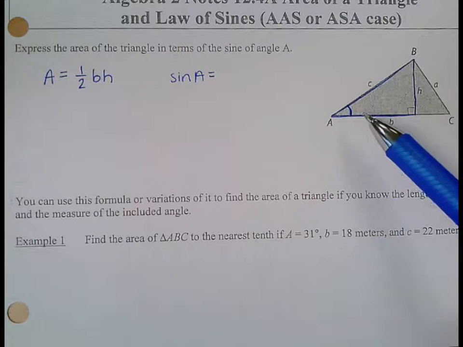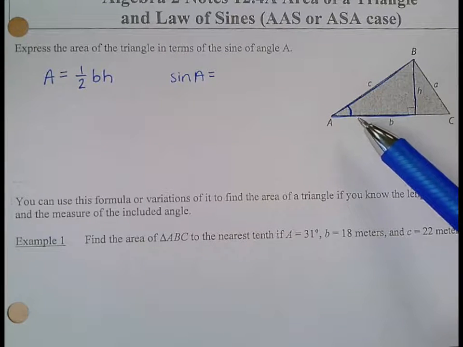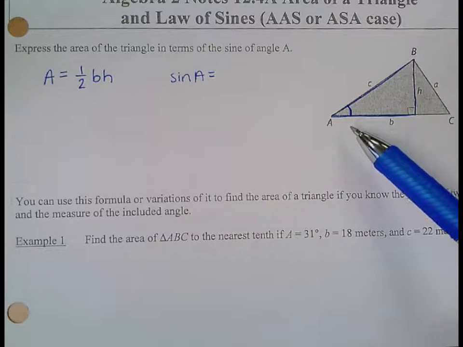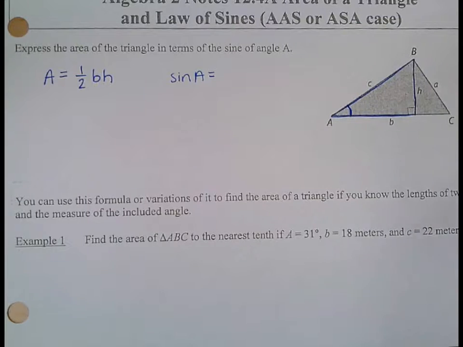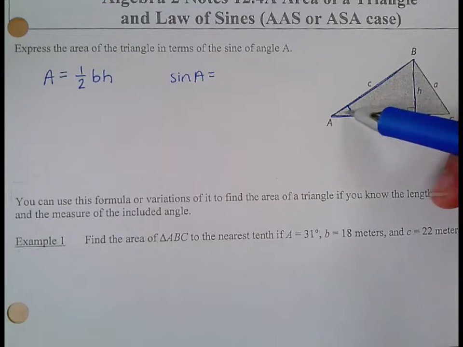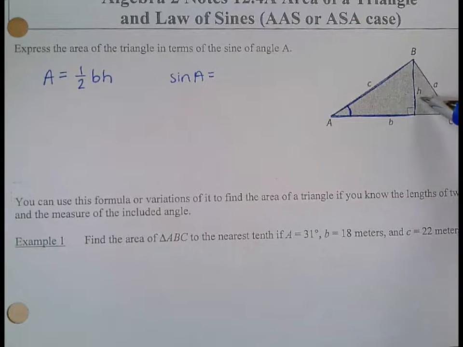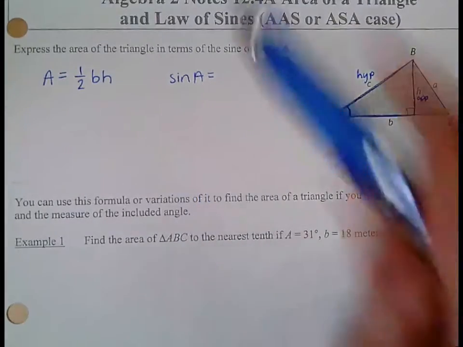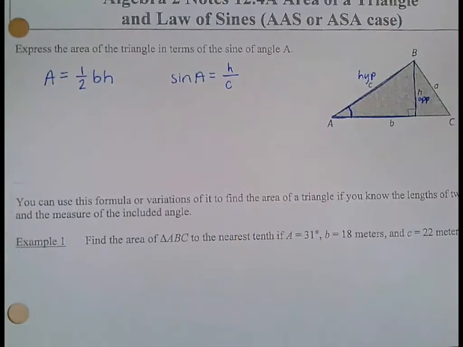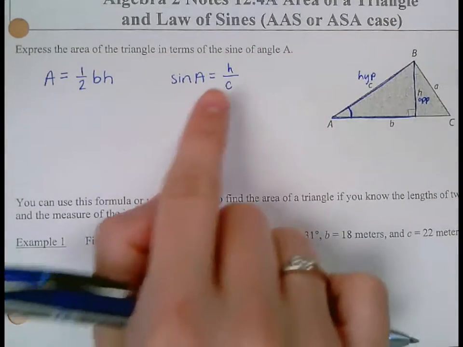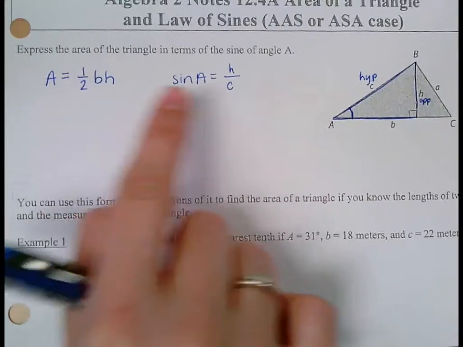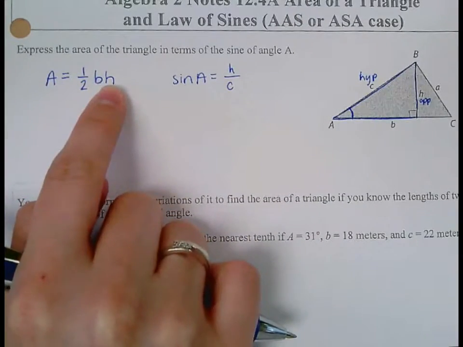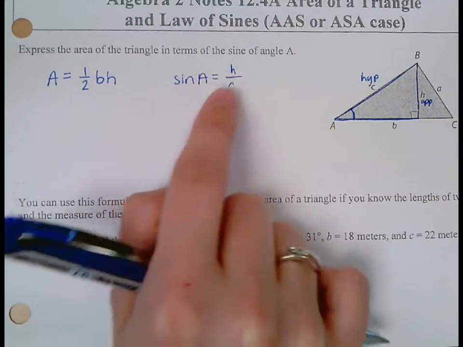So in terms of opposite, adjacent, hypotenuse, how do you find sine of an angle? What ratio do we use for sine? Opposite over hypotenuse. So the opposite side to angle A would be h, again, just looking at the right triangle. The hypotenuse of that right triangle is c. So sine of A is h over c. And notice in our area formula we have h, and h is in this formula we have for sine of A.